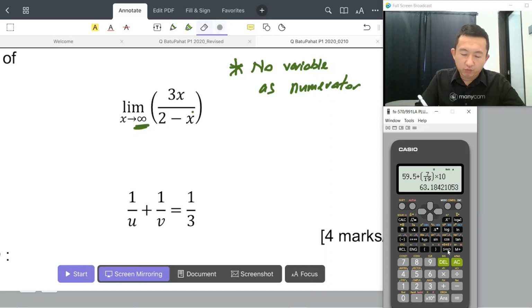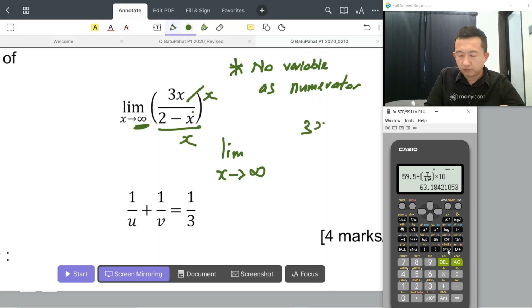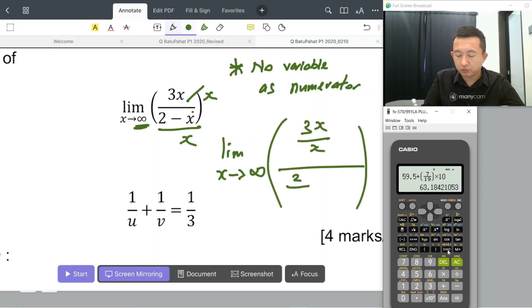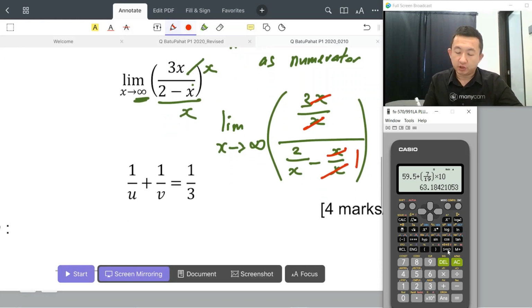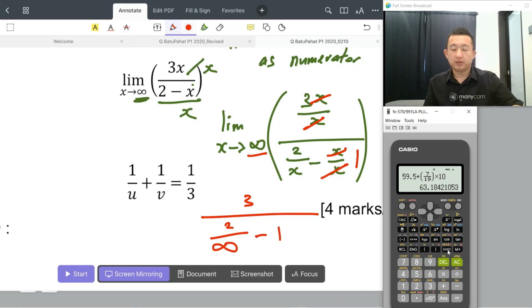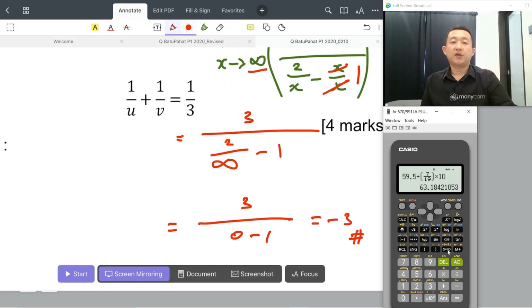Okay, so if you don't want that, you divide by x, and then this one also divide by x. Again, top divided by x, bottom also divided by x. So you have 3, and 2 divided by x, and then like this. Then you simplify it. No more x. What do you have? 1. Okay. And then you put in infinity. So you have 3 over 2 over infinity minus 1. And remember, 2 over infinity is 0. Final answer, negative 3. Okay, this is how you sort out this kind of question. When x is very close to infinity, you do like this.